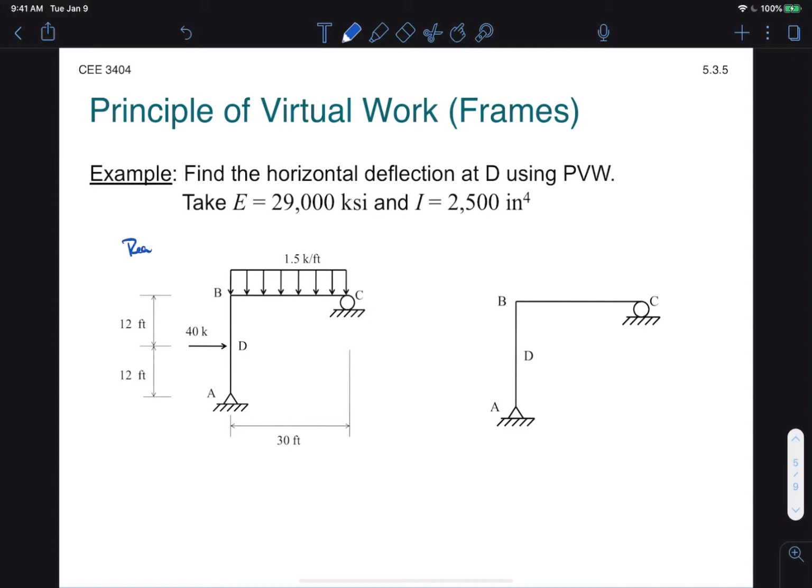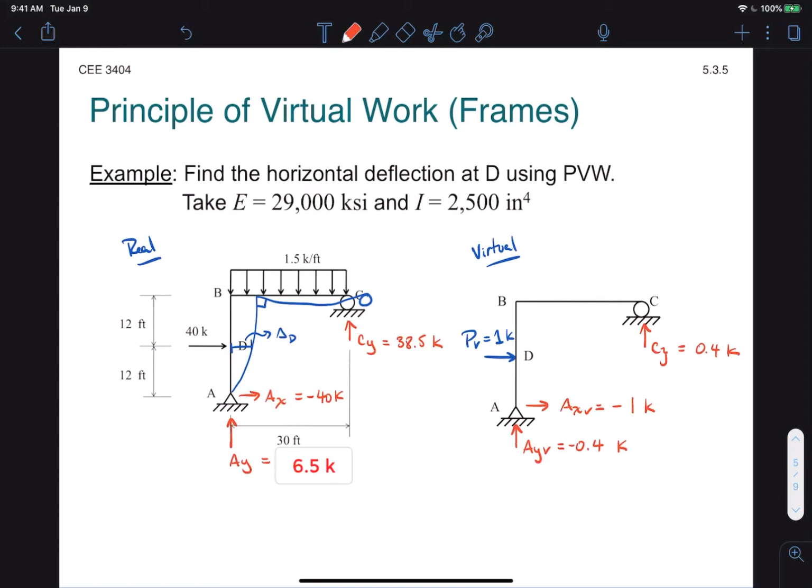These have been conveniently drawn for us, so I'll simply label them, and now we can draw a guess of what we think the deflected shape might be. It doesn't have to be exact. It will look something like this. And so we're looking for the deflection delta D. So we need to draw a virtual load on the virtual system in the same direction at D. So the next thing we'll need are the reactions for both the systems, as we'll need them when solving for the internal moments and axial forces.